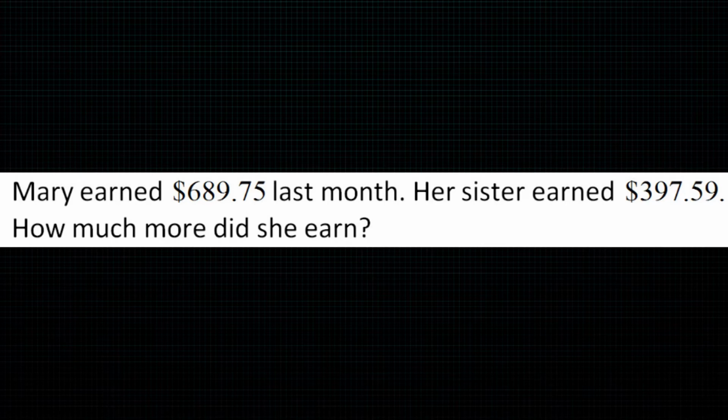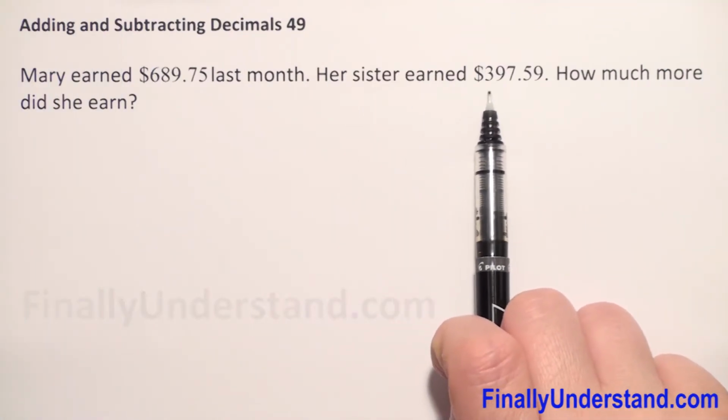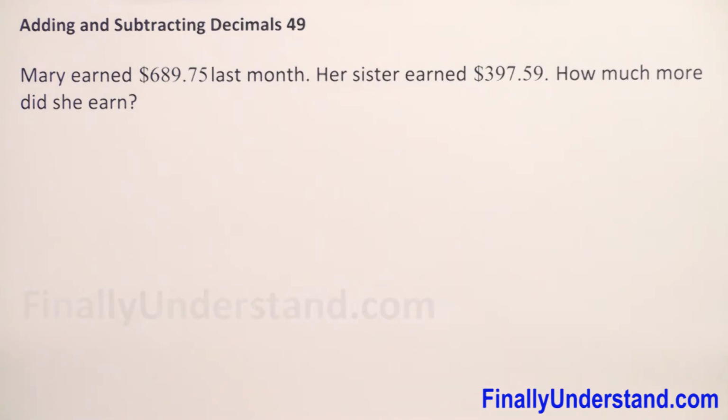Mary earned $689.75 last month, and her sister earned $397.59. How much more did she earn? How do we calculate this? We have to subtract the smaller number from the greater number.